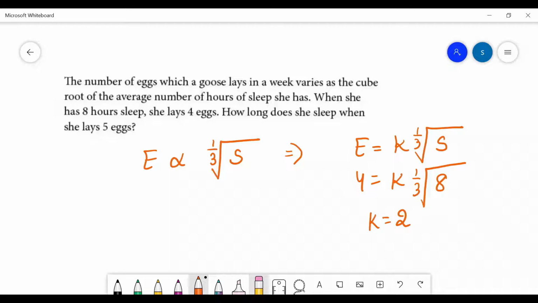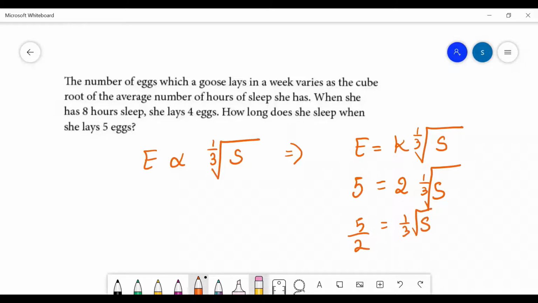Now step 3, how long does she sleep when she lays 5 eggs? So now the E value is given, you have to find out the value of S. So that is E 5 equal to k, we found out it's 2 into 1 by cubed root of S. So that's 5 by 2 equal to cubed root of S, which means S equal to 2.5 cubed, which is 15.625 hours. So the goose has to sleep for 15.625 hours to lay 5 eggs.